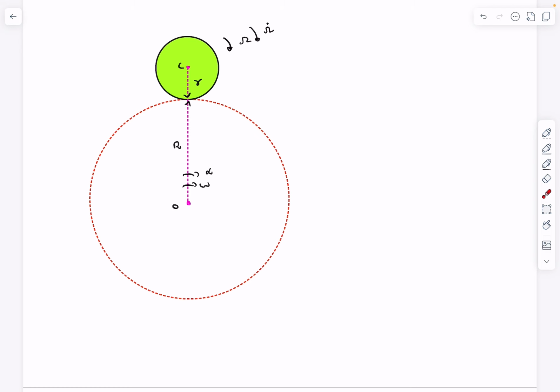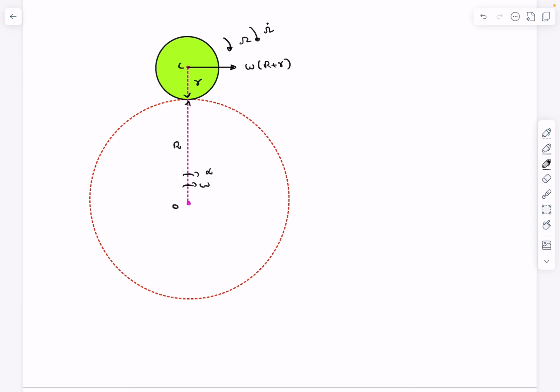Now guys, if I know the angular velocity of this line, then I can write the velocity of point C as the angular velocity multiplied by the distance from the axis. The axis is at O and the distance from the axis is capital R plus small r, right? So it is going to be omega times capital R plus small r. So the velocity of the center is small omega times capital R plus small r.